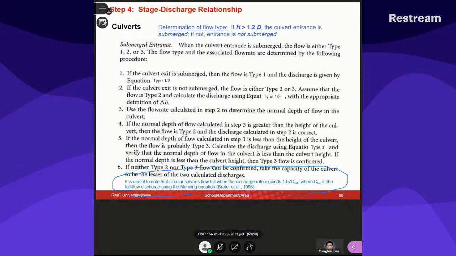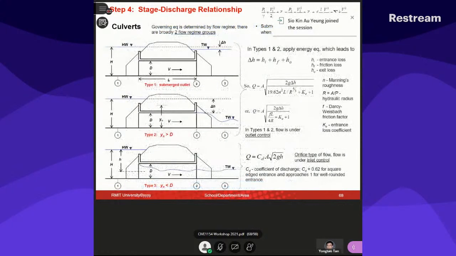Okay, so these are the three types of cover flow discharge calculations under the submerged entrance conditions. I just summarized that.